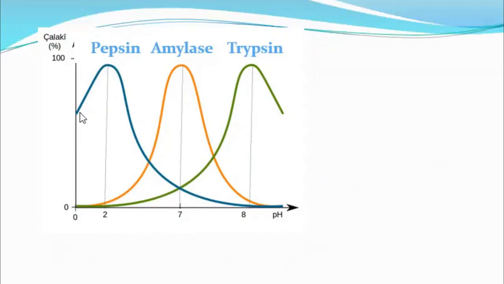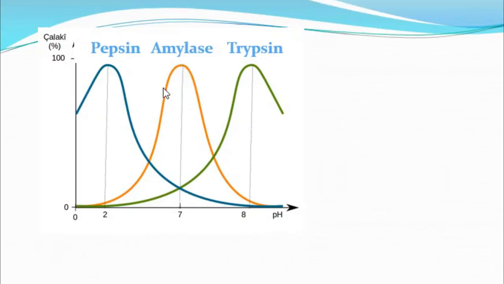So it means that when the pH is acidic, then pepsin is going to work. Its optimum pH is 2. The pH of 2 is the best pH for pepsin to work. We find this in the stomach. And then you have this one, it works in neutral. We call it amylase. Amylase works best in a neutral medium at a pH of 7.